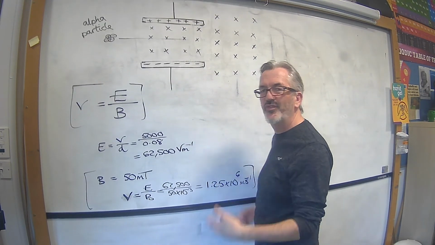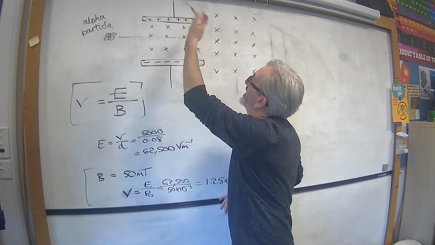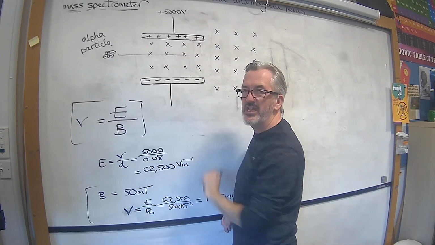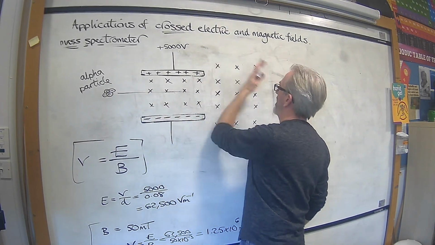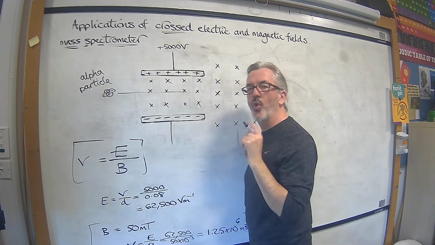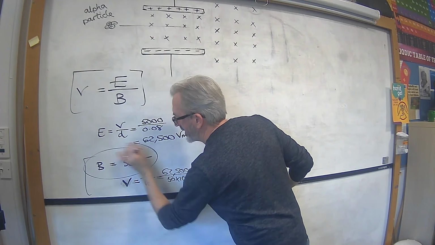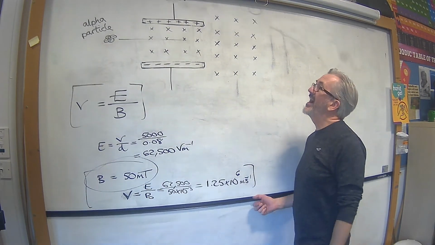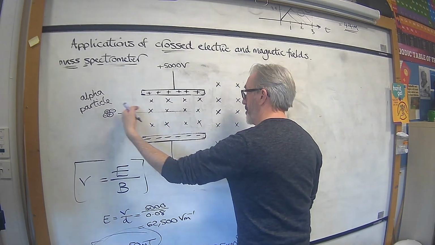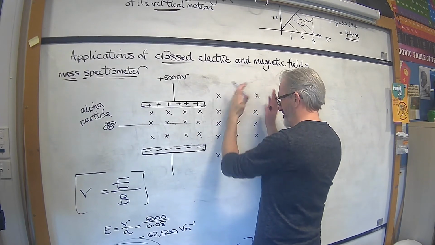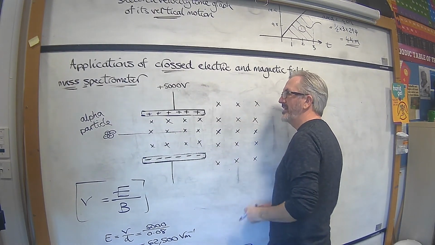If it's going too slow or too fast, it will be deflected and won't pass straight through into this region where there is only a magnetic field of 50 millitesla. What will happen to that alpha particle when it passes through that field and enters this region where there is only a magnetic field?